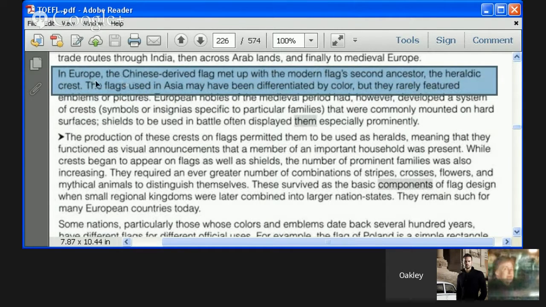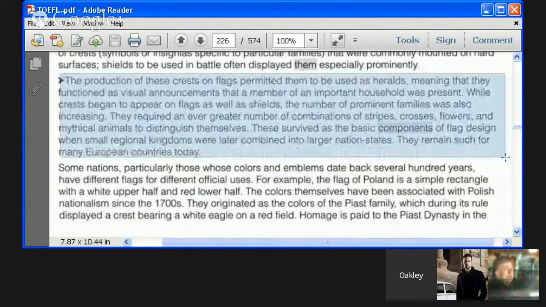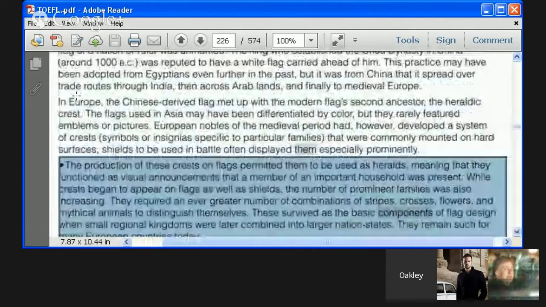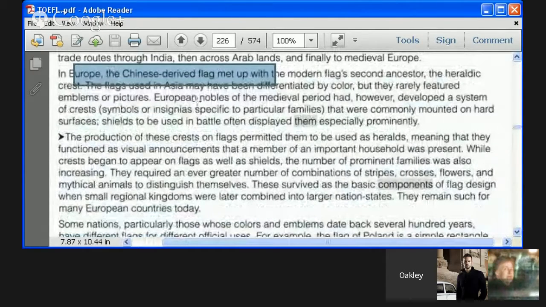Reading the first sentence, Chinese-derived flag met up with the modern flag's second ancestor, heraldic crest. And then it emblems, medieval period, a system of crests, insignias mounted on shields. It's all about crests, heraldic crest. That's it. It introduces heraldic crest. It's really not important. That's just a detail, they're not really comparing Europe and China here at all.